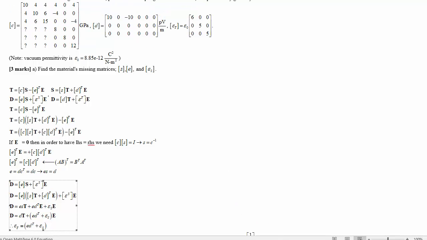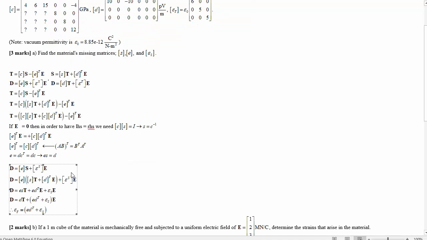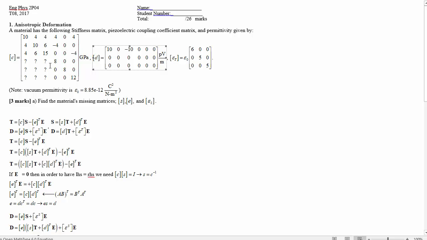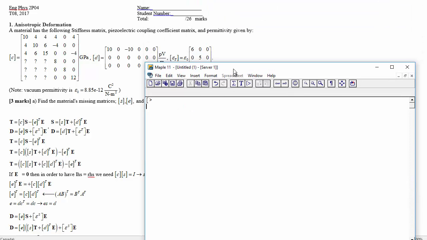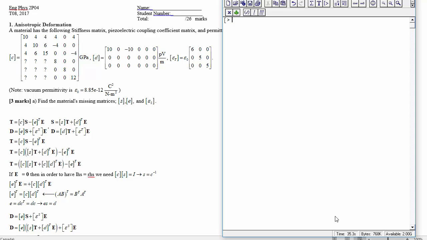Okay, now that we have those relationships, we can go and plug these into Maple or whatever computer algebra system you like and work out the expressions for these other coupling coefficients from the ones that we have. Okay, so let's go ahead and do that. So we've got our computer algebra system of choice here. We're going to restart.